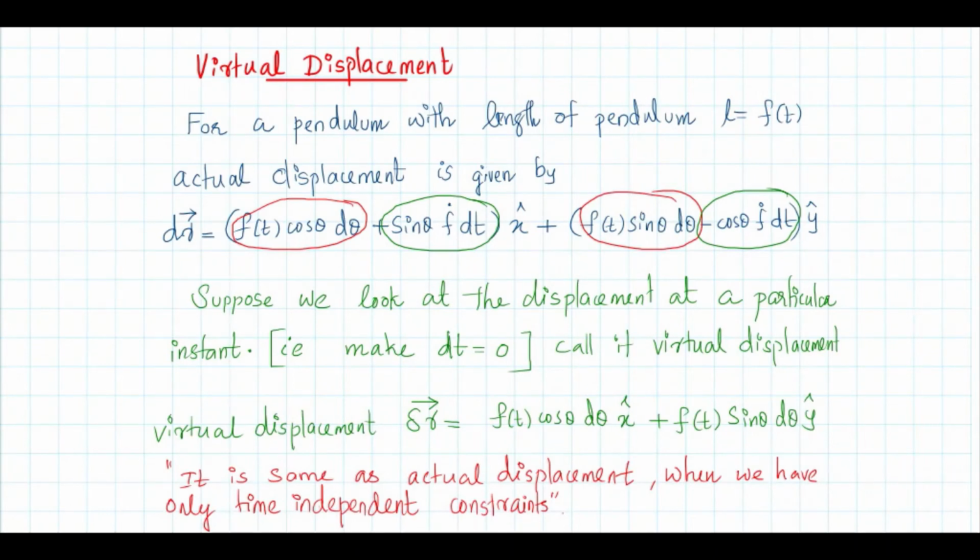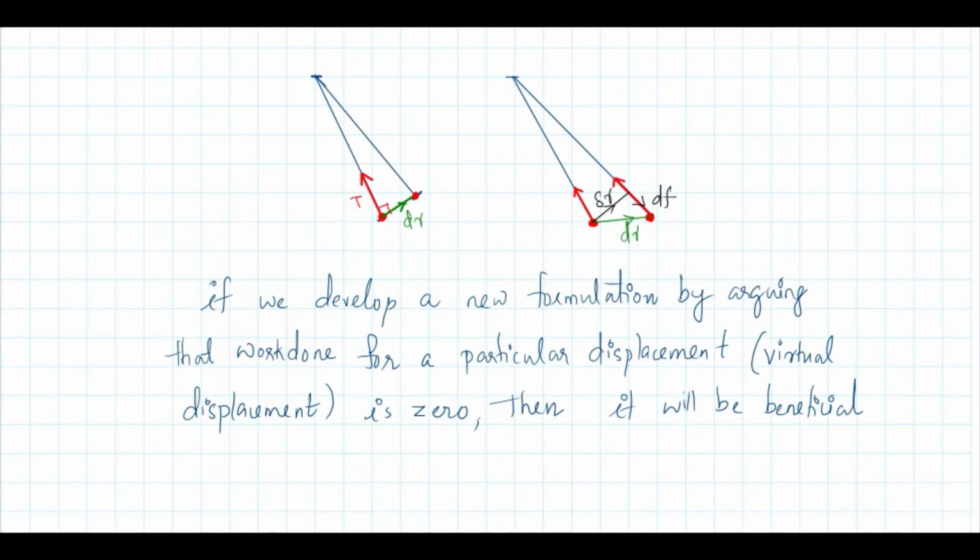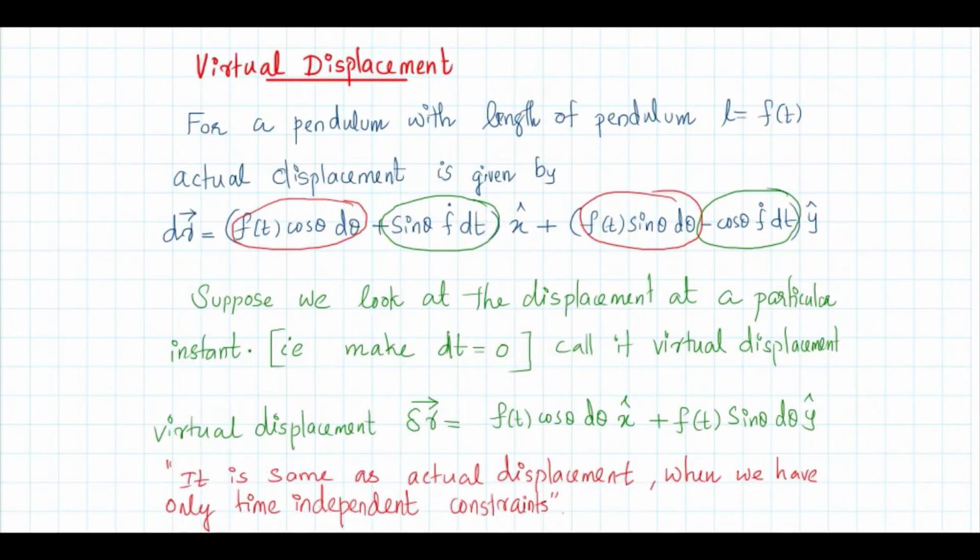Due to the time dependence of f of t, the length of the pendulum is time dependent, and that makes a term like sin theta f dot dt x cap minus cos theta f dot dt y cap. And from the figure, you can see that it is this distance. So the vector sum of these two will give you the actual displacement. So what I am going to do is, I will assume that dt is 0. We are going to make a displacement for which dt is 0. We are going to define a new displacement for which dt is 0.